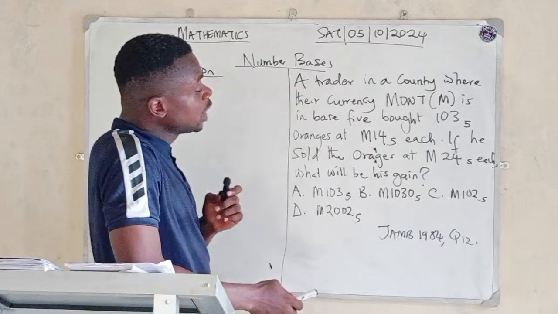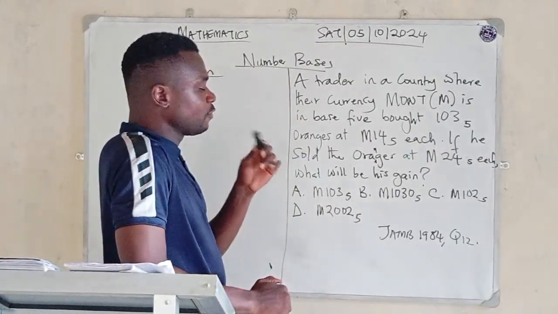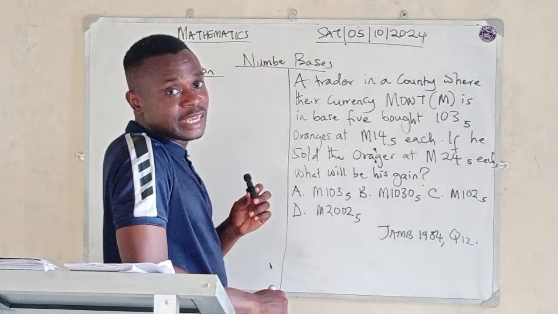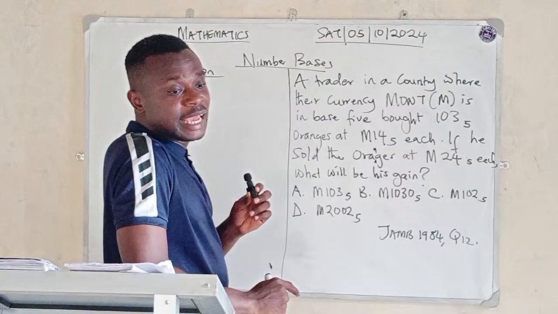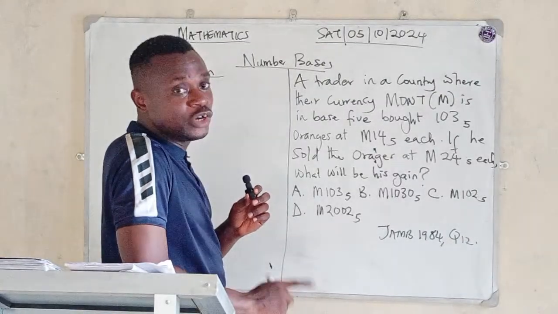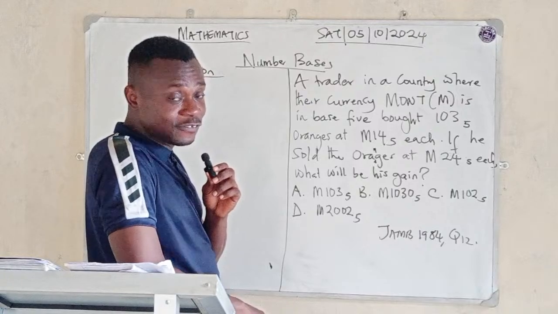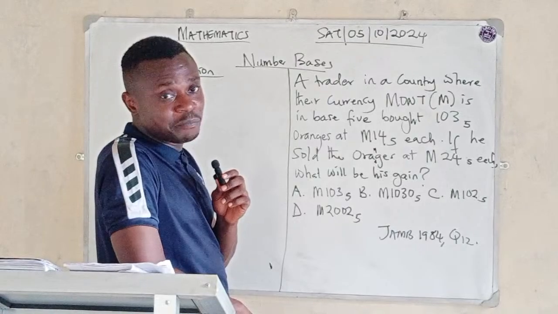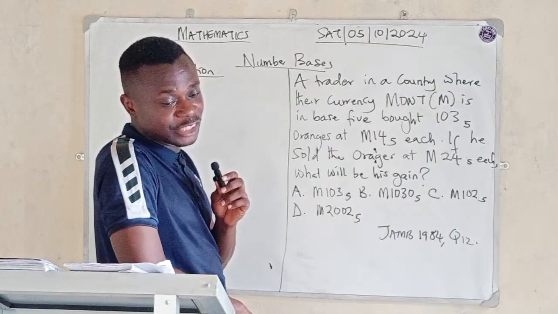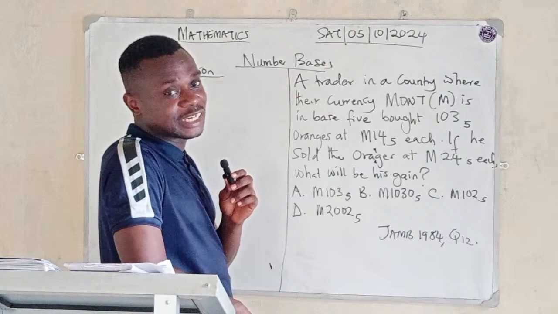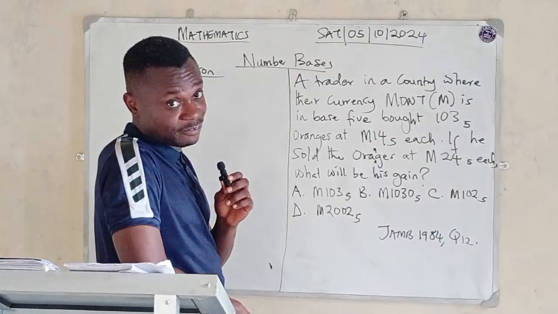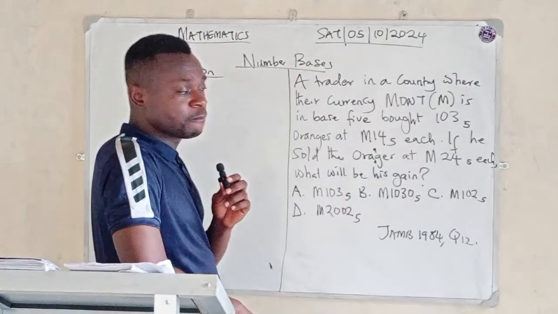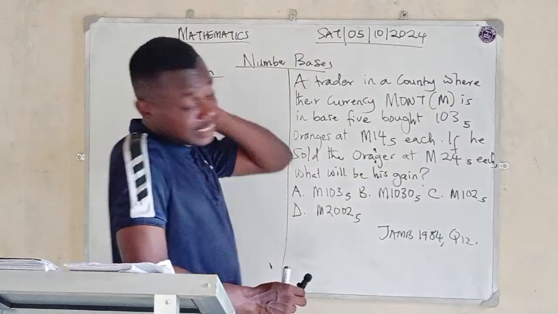For us to solve this question, we need to really understand the concept of number basis. Basically, no digit of any number should be equal to or above its base. What it means is that if a number is in base 5, all the digits in that number should be less than 5. They should not be equal to 5 or above 5. Now here, the currency is what?